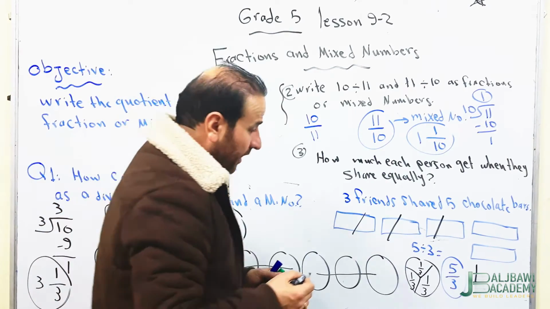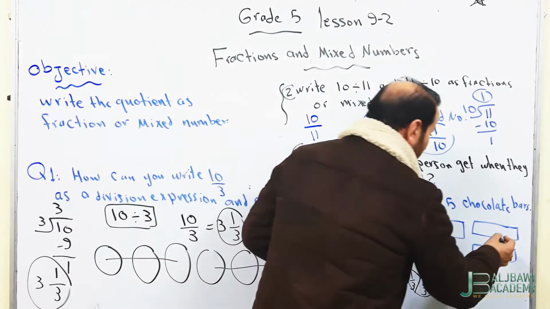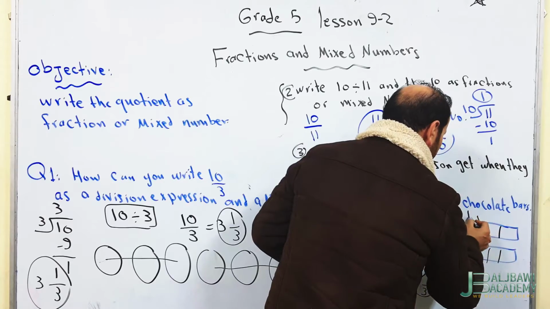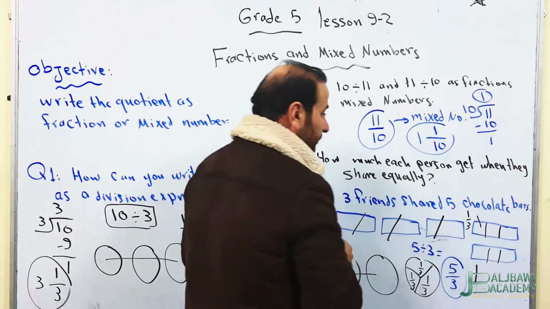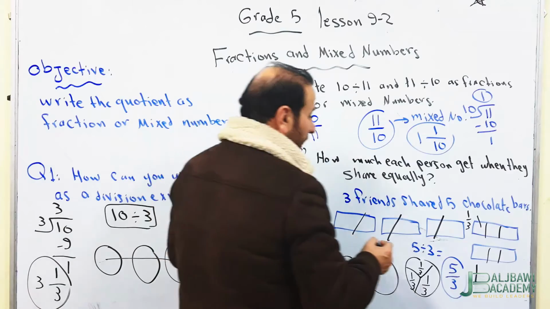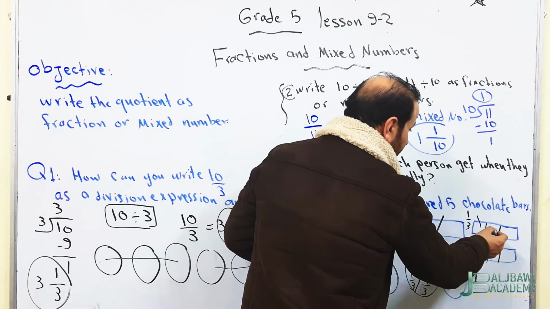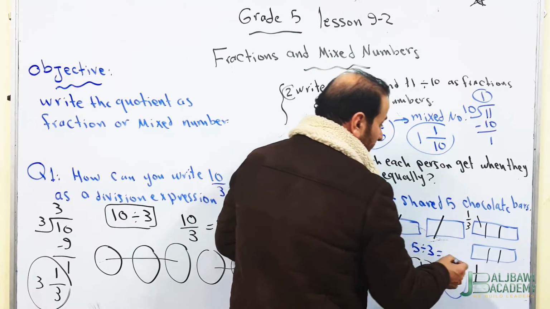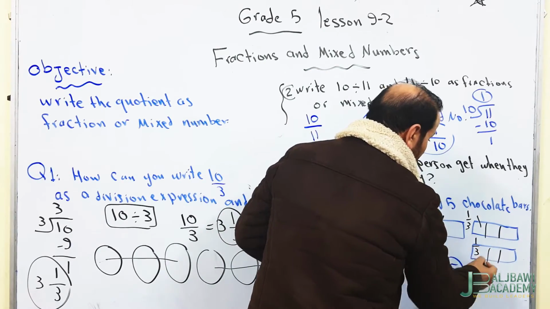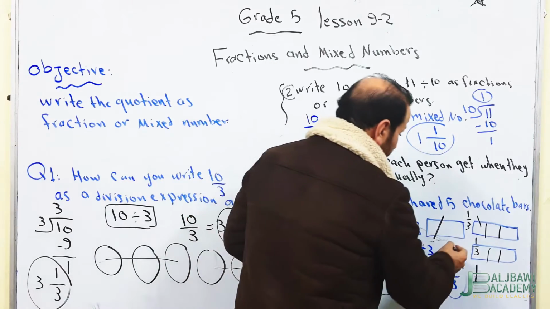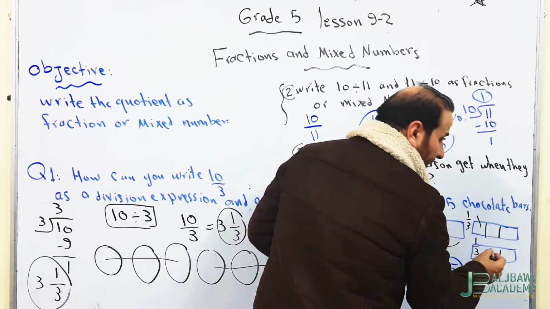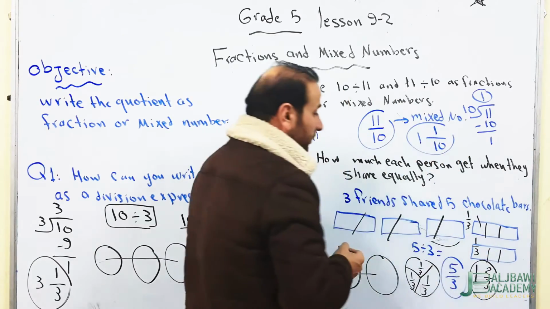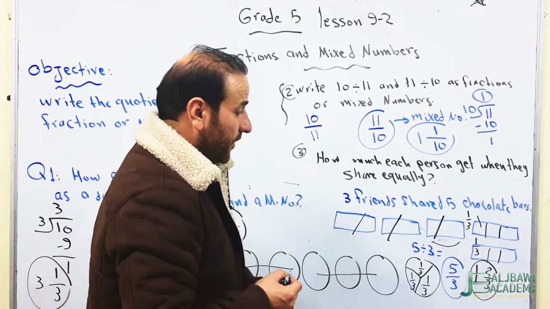2 bars. Because they are 3, we divide each bar into 3 parts. Each part of them is 1 over 3. From the first bar, each one will take 1 over 3, and from the second bar, each one will take 1 over 3. So each one of them will take 1 whole, and 1 over 3 plus 1 over 3, 2 out of 3. So each one of them will take 1 whole and 2 thirds.